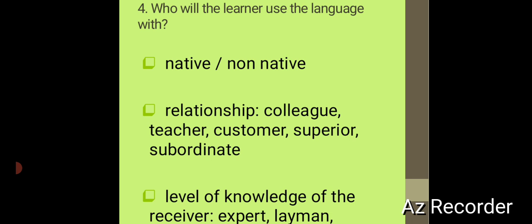And who will the learner use the language with? You need to find out. Will they communicate with native or non-native speakers? What about the relationship? Will they talk to colleague, teacher, customer, superior, subordinate? And then the level of knowledge of the receiver as well.